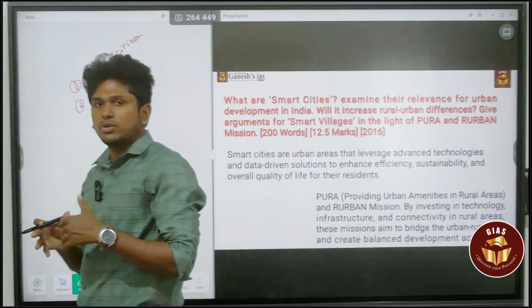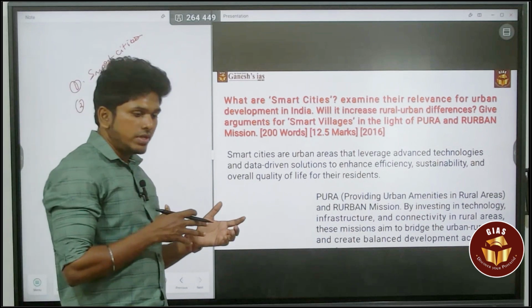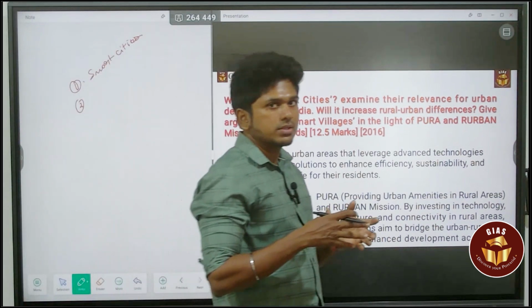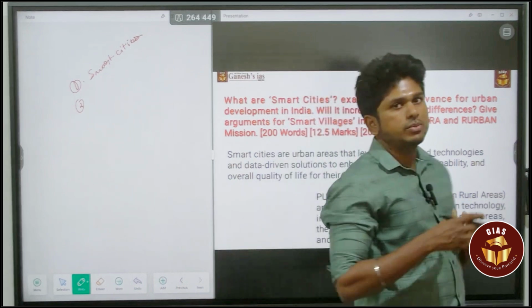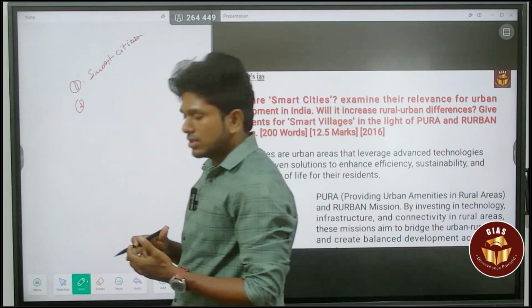Without anything, you are not going to make anything. So that is about a smart city. That will increase the efficiency of your operation, and also it will lead to sustainability. So that is about smart cities.